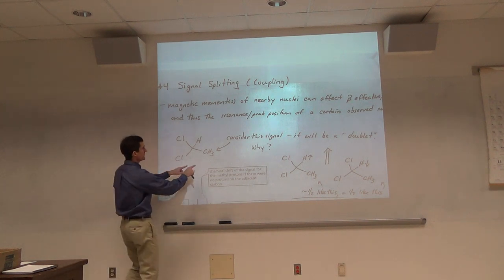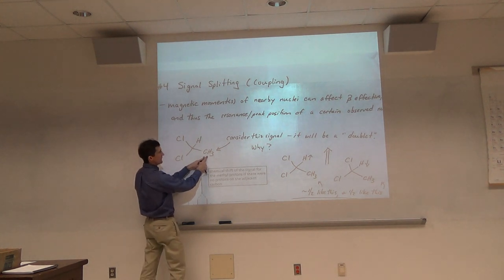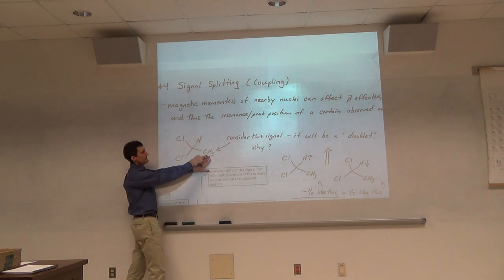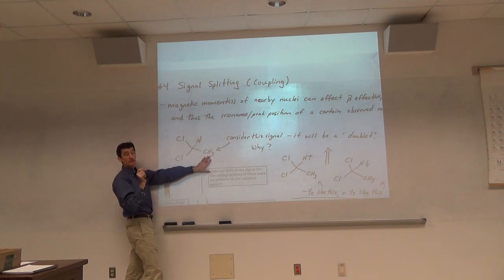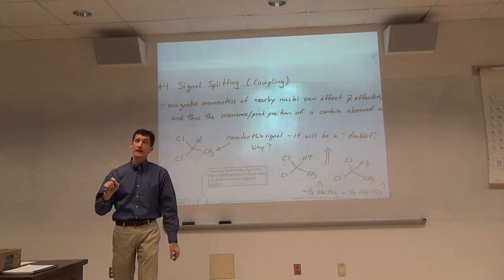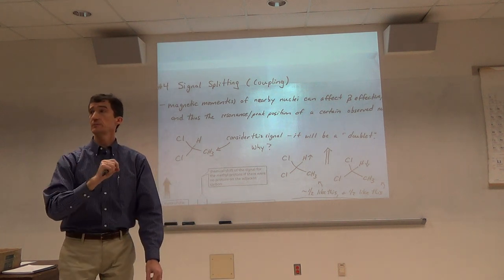Okay, consider this signal right here. It will be a doublet. Why? Well, we just explained why. How many neighbors on the adjacent carbon? By the way, it doesn't have to be carbon, it can be an adjacent atom. What does it really need to be? It needs to be neighbors within 3 sigma bonds.